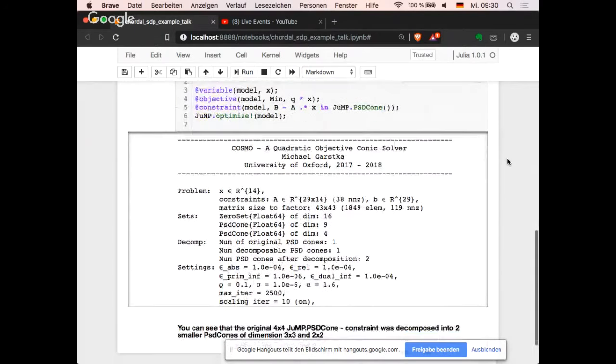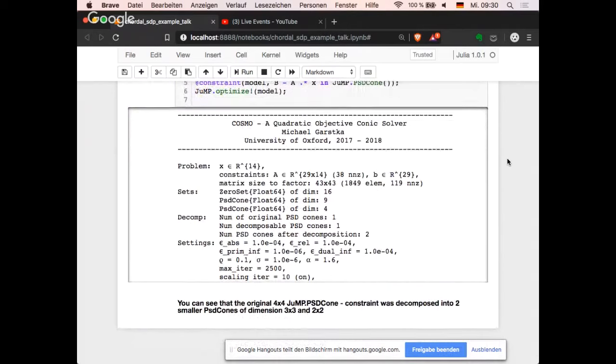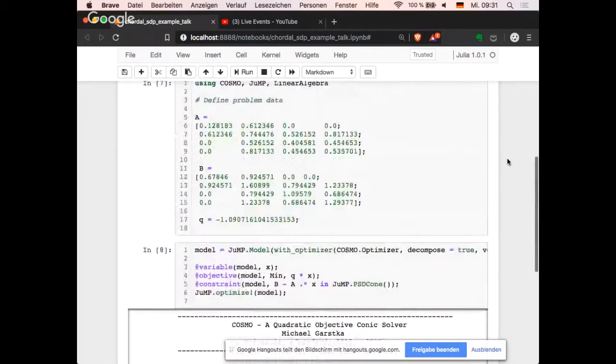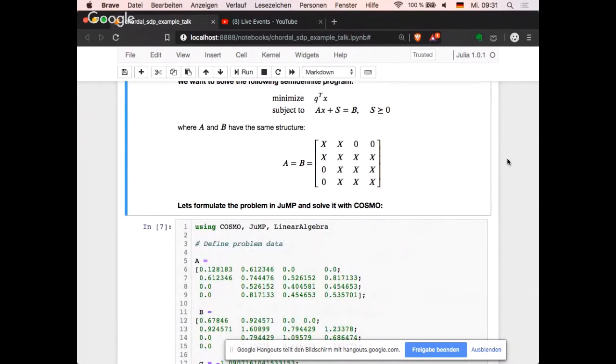And then Cosmo analyzes all the positive semi-definite constraints and looks for these blocks. And as you can see here, it tells you originally the problem had one positive semi-definite constraint. It realized that it can decompose this constraint. And in the end, you end up with two smaller constraints. And you can also see the sets that you're projecting on are one PSD cone, which is 3 by 3, and one that is 2 by 2. And those are exactly these blocks in the top left corner and the lower right corner.